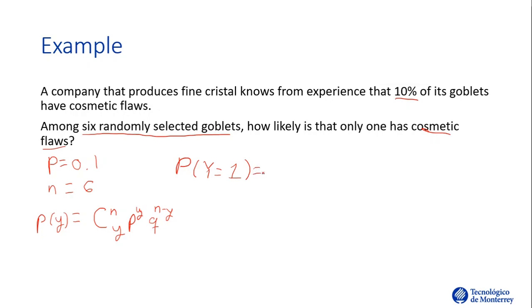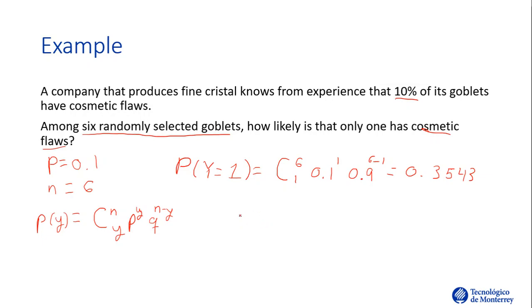Applying the formula, the only thing we need to do is to say, I want to apply the combination of 6 combination 1 times 0.1 raised to the first times 0.9, that is the complement, that is the probability of failure, raised to the n minus y. 6 minus 1, that is 5. If we put this on our calculator, the result that we will obtain is 0.3543. That is the probability of this happening.